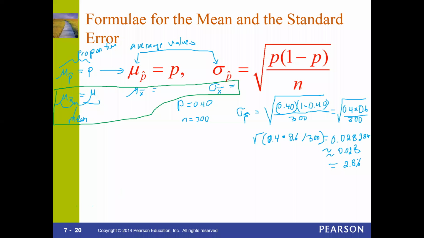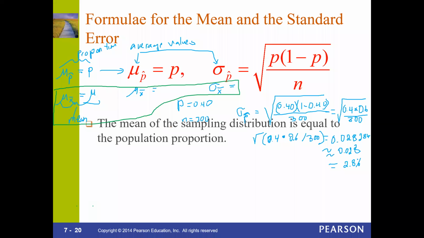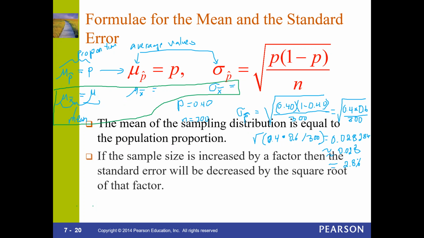Okay, a quick thing about this one. The mean of the sampling distribution is equal to the population proportion. We just said that earlier. If the sample size is increased by a factor, then the standard error will be decreased by the square root of the factor. So that's just a definition for you to read and try to understand.